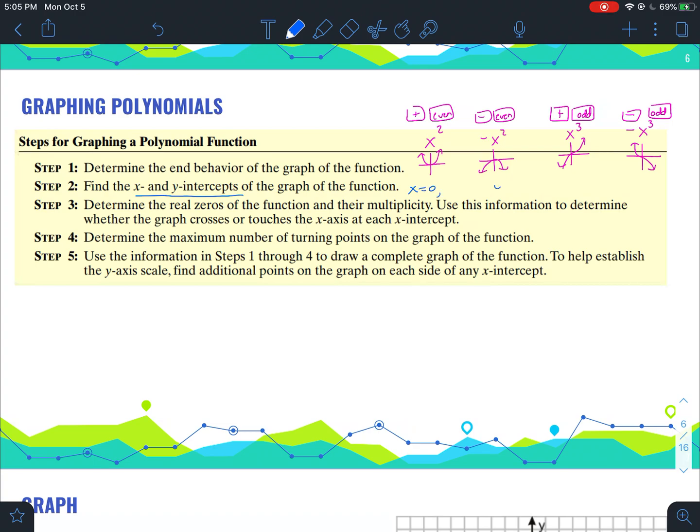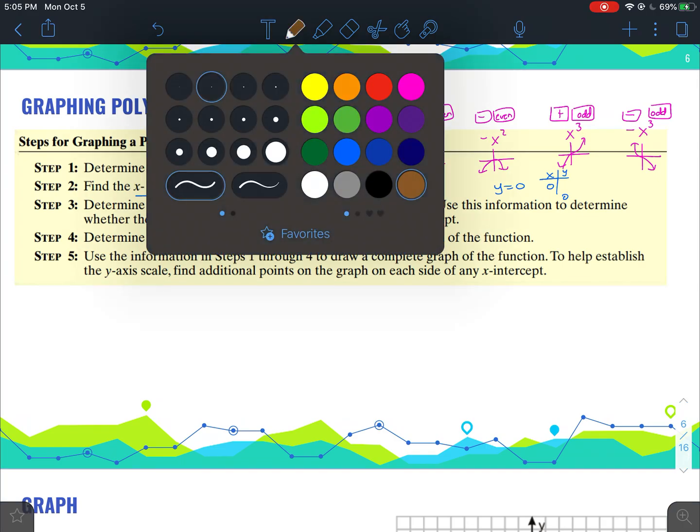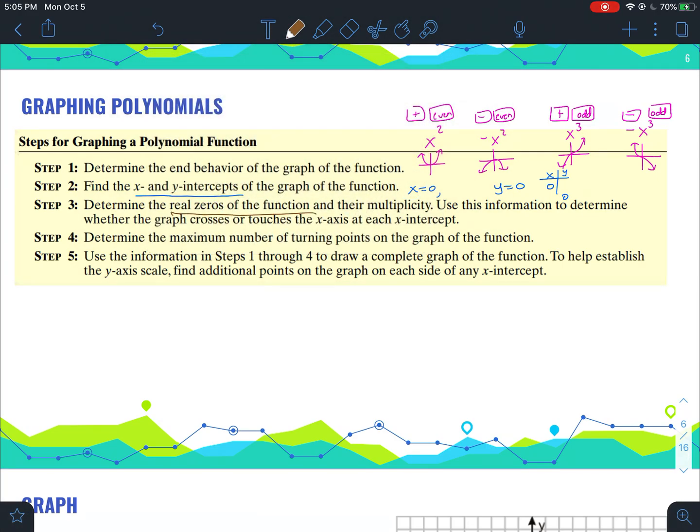Then you want to find the x and the y intercepts of the graph. So remember, let x equal 0, solve for y. Let y equal 0 and solve for x. Or if you're making a table, x is 0, y is 0, what would be the partners for those? Then you're going to want to find the real zeros of the function. So the real zeros are your x-intercepts.